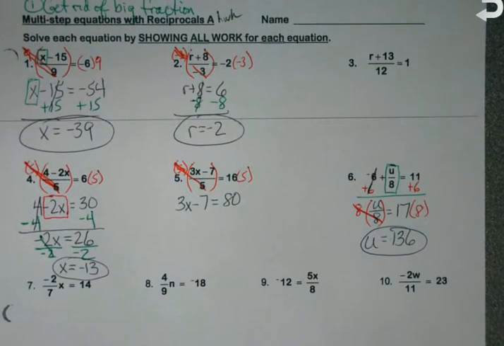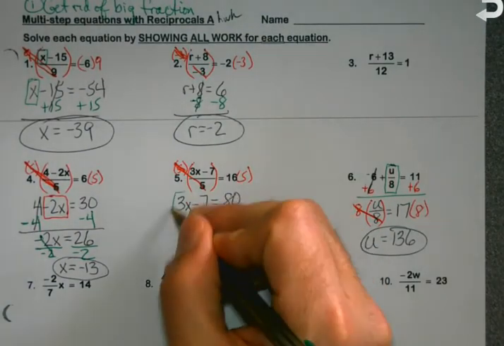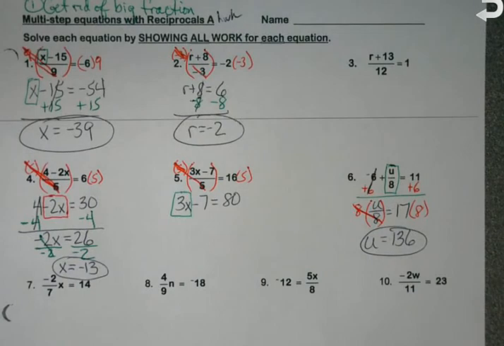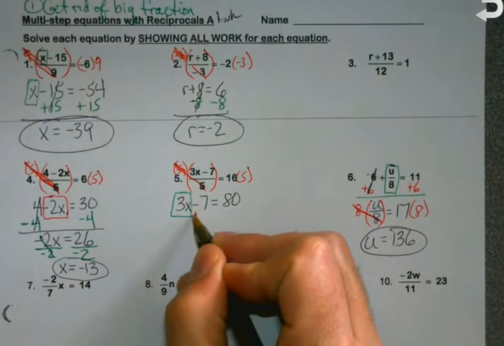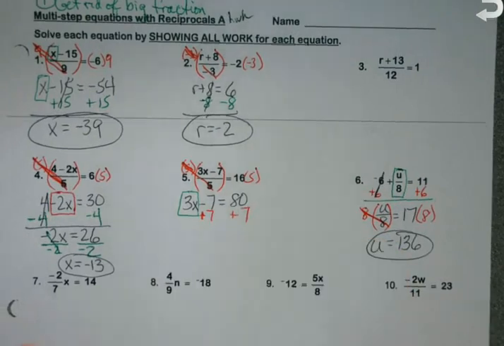Oh, I think somebody may be panicking because you're not getting a whole number. Okay, so that's 80. So now I got to work on getting my x term alone. So we got to plus 7 or add 7.